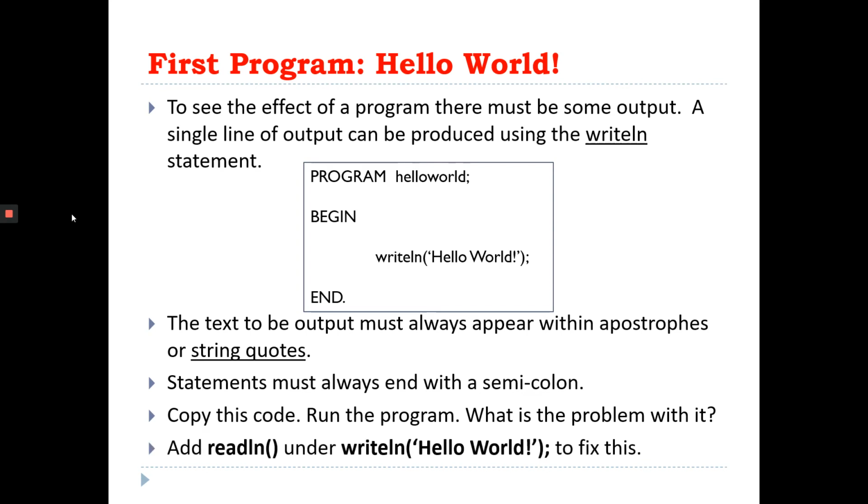All right, so the issue is that the program runs and finishes before the user can actually read what is printed to the console. In order to stop that, we can add the readln function under the writeln hello world in order to pause to wait for a user input. This will allow the user to read what has been printed to the console before the program actually ends.